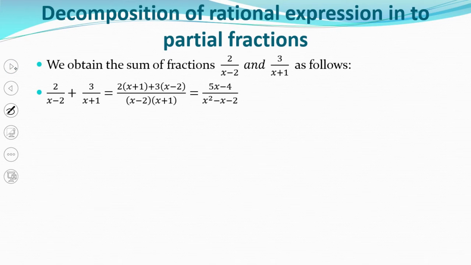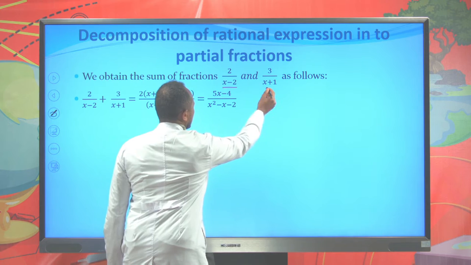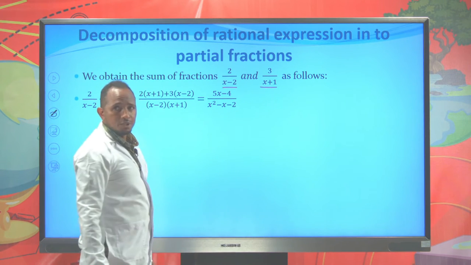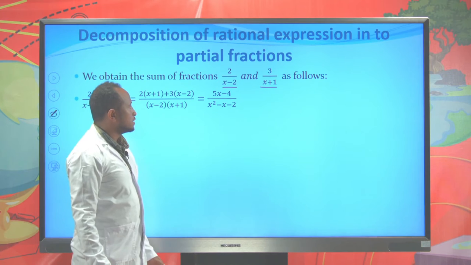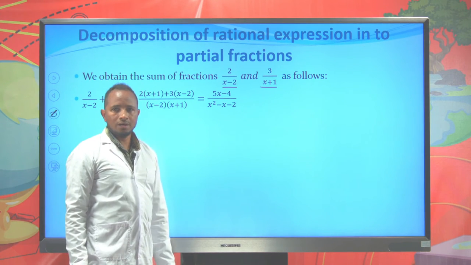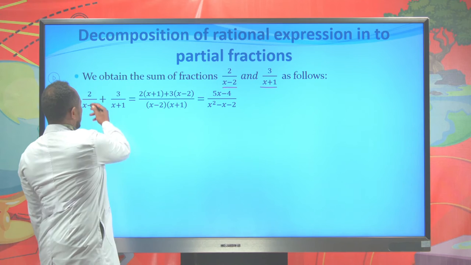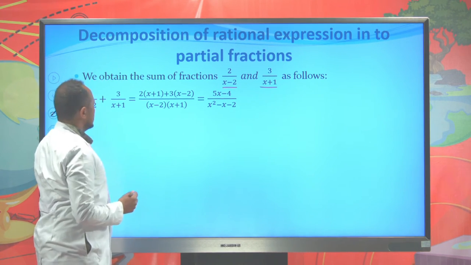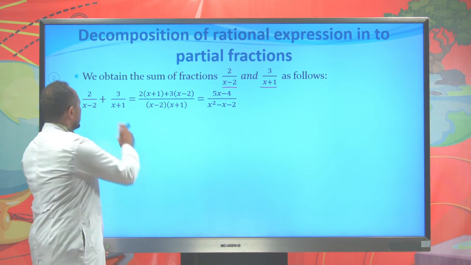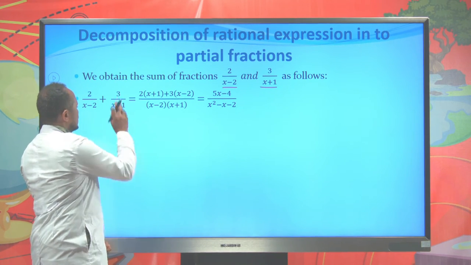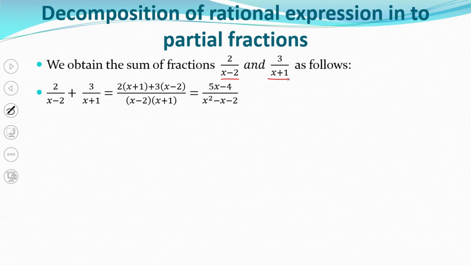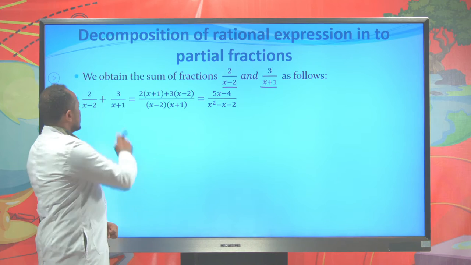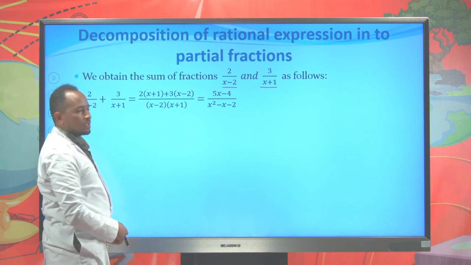Okay, now let's see this one. We obtain the sum of these two rational expressions, 2 over x minus 2 and 3 over x plus 1, as follows. 2 over x minus 2 plus 3 over x plus 1. To add these two, you take the LCM of the two. Since they do not have a common factor, the LCM is simply the product of the two. So it is x minus 2 times x plus 1.